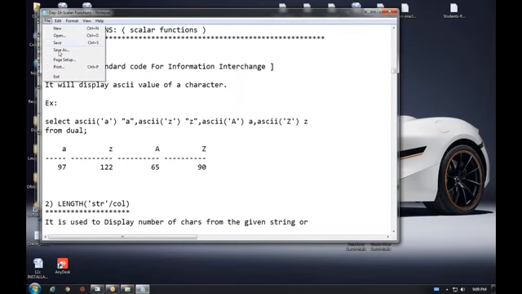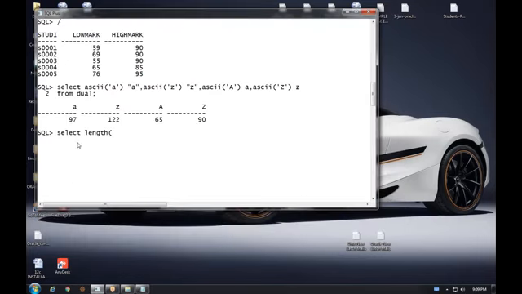Next one is length. How to calculate length? Select length of 'welcome'. You are giving a string, so the string must be in single quotes. So welcome is a 7-character word, so it is printing 7 characters.